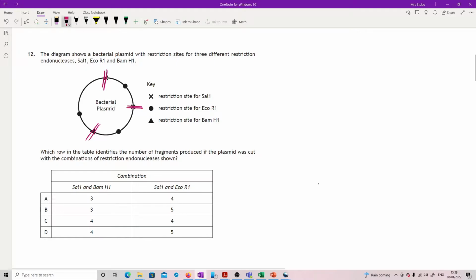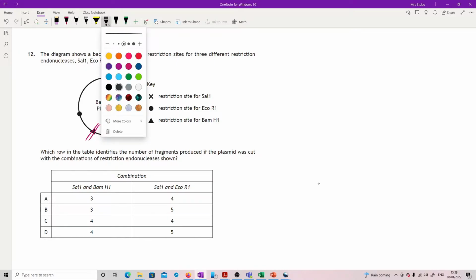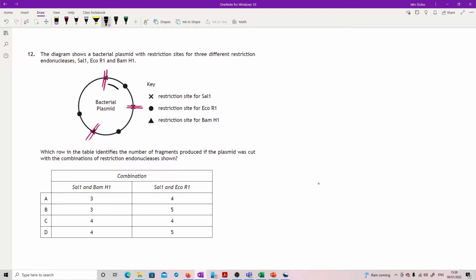So how many fragments have I ended up with? I've got a fragment going from here to here, so that's 1. Then I've got another one going around here, so that's 2, and another one here, so that's 3. So I'm good for these ones. I'm just going to rub it out so you can see it a little bit clearer again. If I was in an exam, I'd probably have to use 2 different colours of pen.